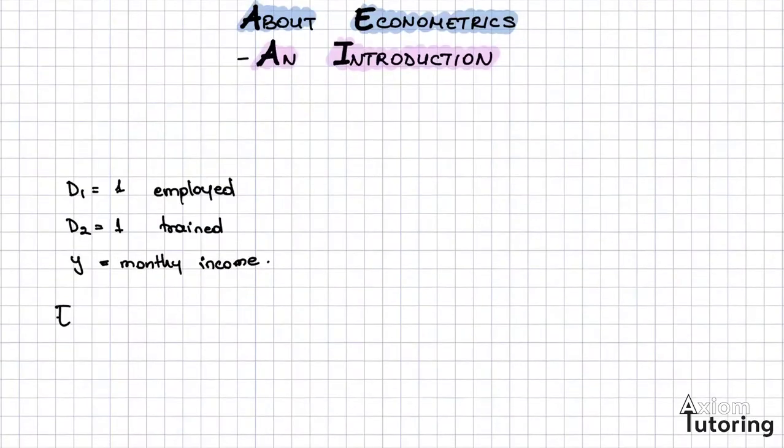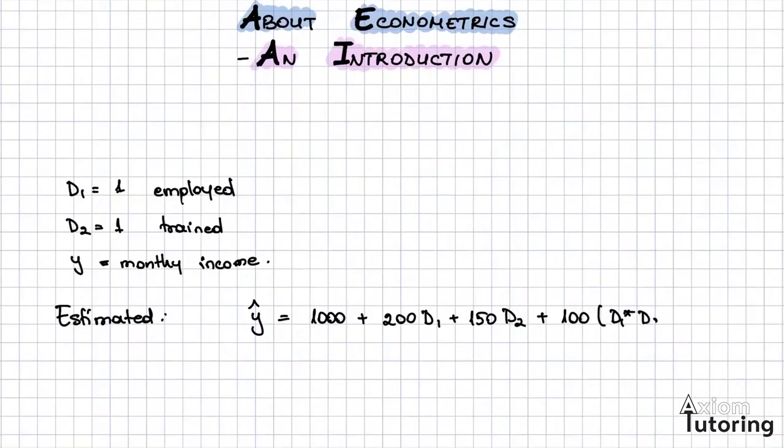and the estimated model is going to be Y hat equal to 1000 plus 200 D1 plus 150 D2 plus 100 D1 times D2. Okay? Before we compute anything, ask yourself, what do you expect to get out of this estimation model? Will training matter more for employed or unemployed individuals? Keep that question in mind as we work through the numbers in this video.